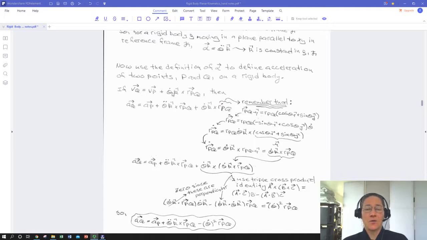Okay, so we're going to start with taking the time derivative of our first term, our angular velocity in the planar normal direction. Well, we just get angular acceleration in the planar normal direction. And so this theta double dot is alpha. This is the angular acceleration of body B with respect to reference frame F. And it's crossed into our position vector from point P to point Q.